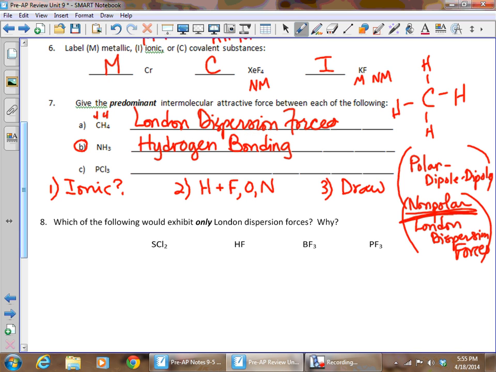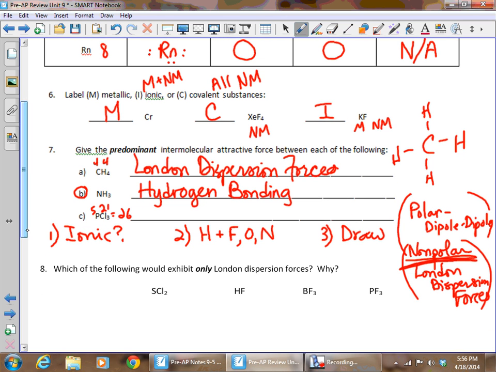PCl3, if we draw PCl3, phosphorus has 5 valence electrons. Each of the chlorines has 7. That's 21. That's going to give us 26 valence electrons, which is 13 pairs. And if we draw this, let me see if I can find a spare place to draw it. We'll just kind of draw it right here. We've got phosphorus here. We're going to have 3 chlorines around it.